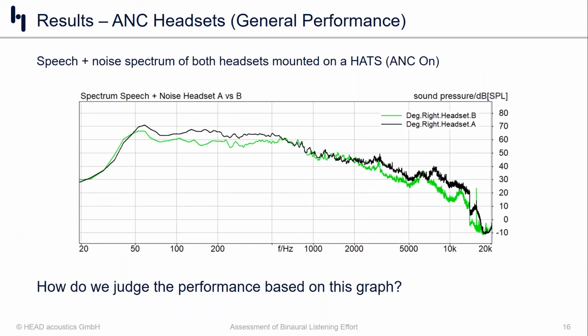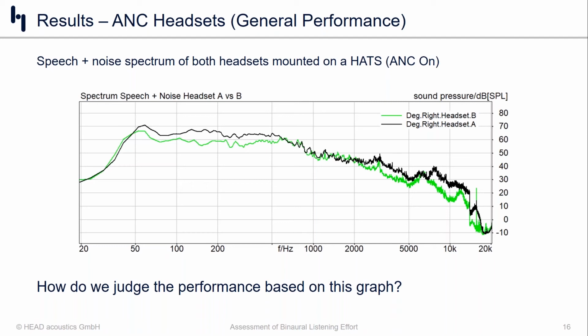So if we look at the spectrum, you can see that this is the speech plus noise measured at the ear of the head and torso with the ANC on. We don't know what is what here. Of course, we can see headset A and headset B differ, but we don't really know if it's meaningful. We can make some guesses if we start to look at maybe the raw response of the noise with no headset on, and maybe just the speech playback with no noise. But all we're doing here is making guesses, right?